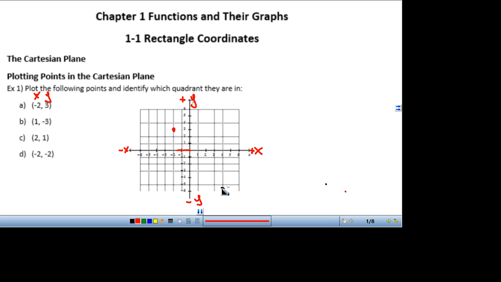Again, I move 2, 3. And that's what I got. -2, 3. Any questions? Nope. All right, good. So the next one I've got 1, -3. So I move 1 in the x direction from the origin. And now I go -3, 1, 2, 3. Right here is my coordinate.